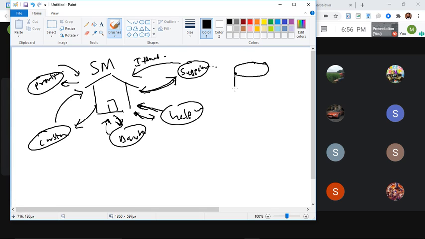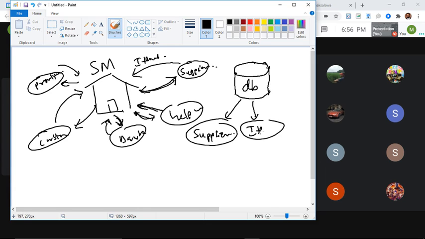So this is representing a database, something called a database. DB, database. In this database, they are recording details about the suppliers, items. Then they are taking stock.